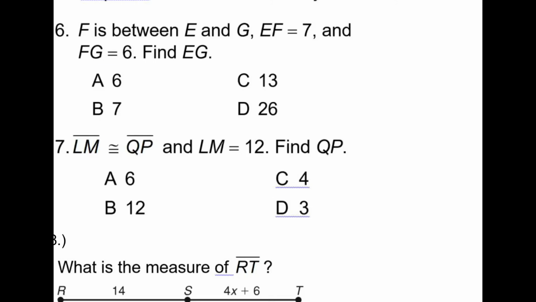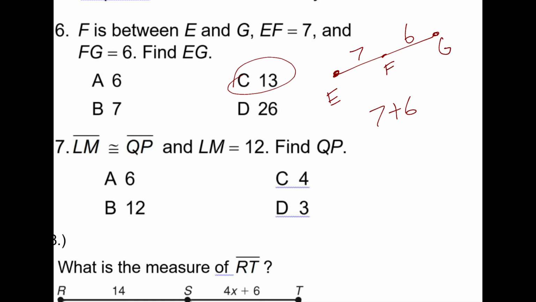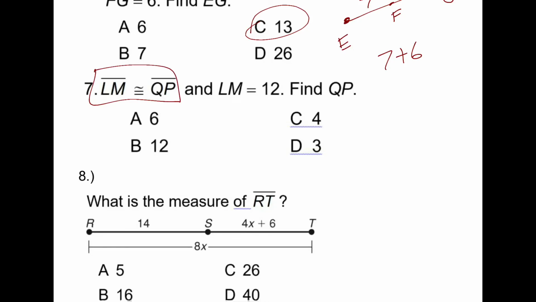Here's another problem. If f is between e and g, let's draw that out. Here's f in between e and g. EF is 7, FG is 6. We just take 7 plus 6 and we get 13. If these two are congruent, that means they have the same measure. So if LM is 12, QP is also 12. That's what that equal sign with a squiggly means, that they're congruent and they have the same measure.